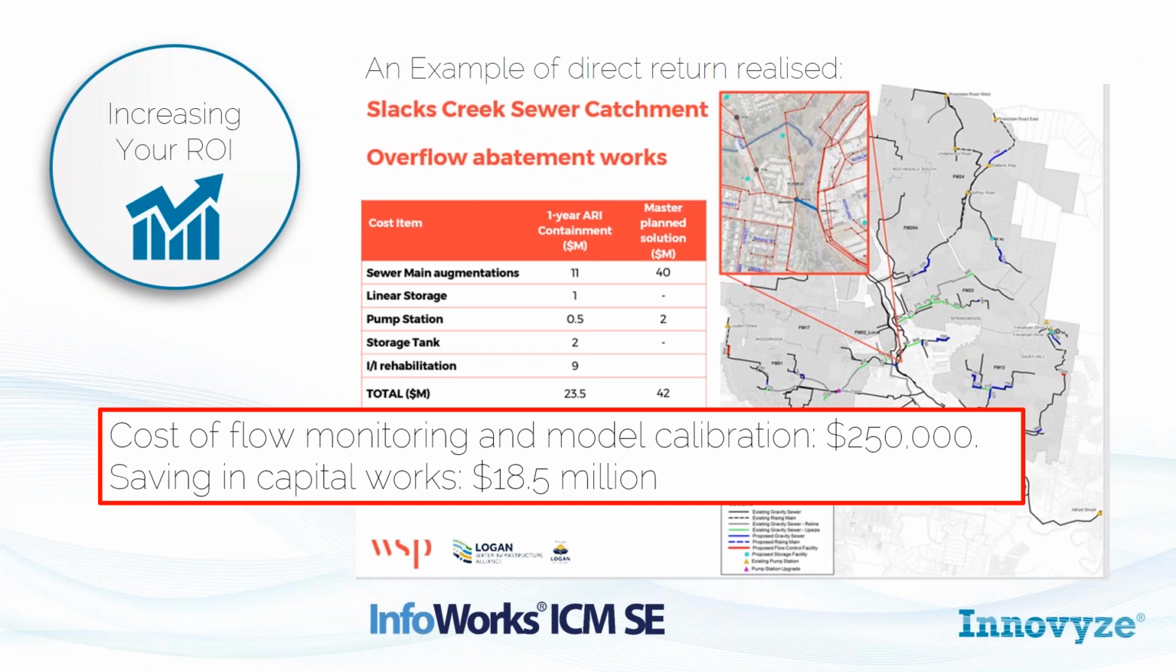So there were other facets to the project, but that was really the heart of it. And as you can see, it cost about $250,000 to undertake flow monitoring, model calibration, and the following on planning for the infrastructure, but a significant saving in capital works and a good outcome for council.